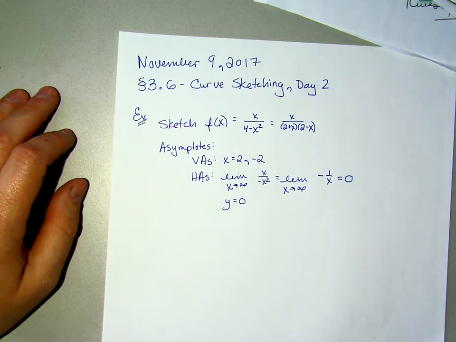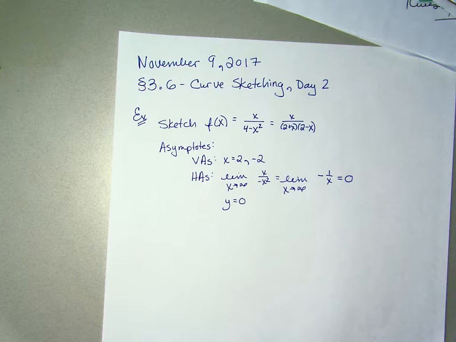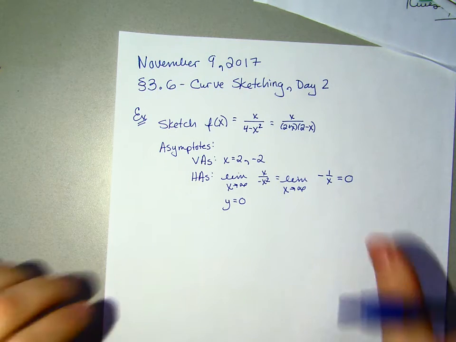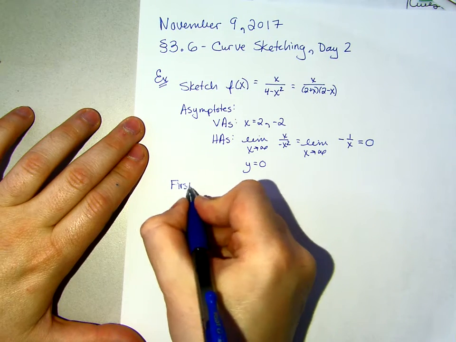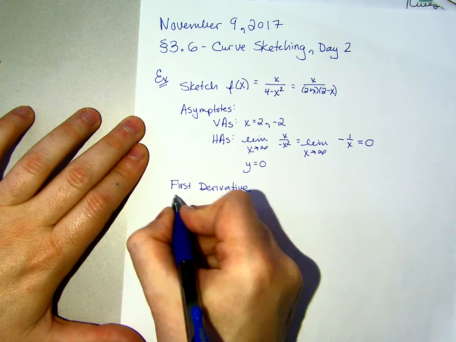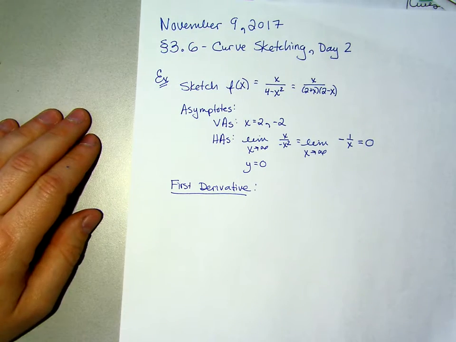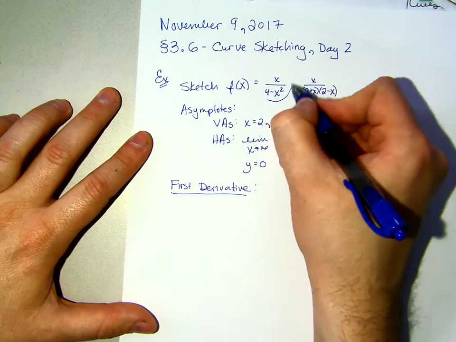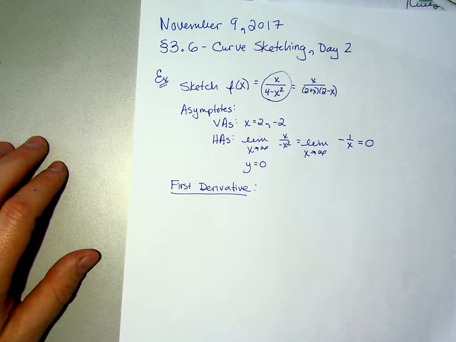When I go to do my graph later, I'm going to start by plotting these things. I'm going to have to make sure I bend the curve to fit those asymptotes. Okay. Now, we need to deal with the first derivative. You can handle this. Do it based on the original, not the factored version, and use the quotient rule.